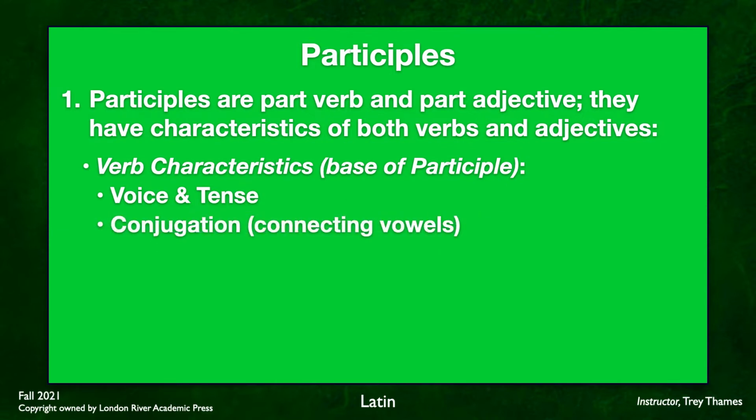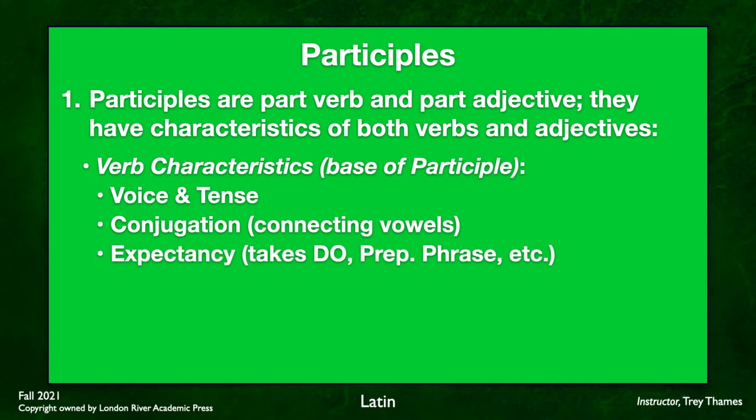It's going to have conjugation, so you should be able to look at the connecting vowel and determine if it's a first conjugation, second, third, fourth, or third IO. Those will be evident, so if you've already learned those connecting vowels and how they modify and shift as you conjugate a verb, this is going to be important because you're going to see this play out in the participial forms of these verbs. And finally, we're going to see the characteristic of expectancy in these participles. They're going to take direct objects, be part of prepositional phrases, etc.